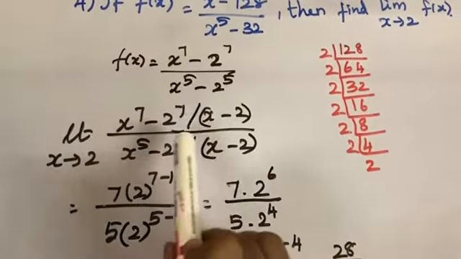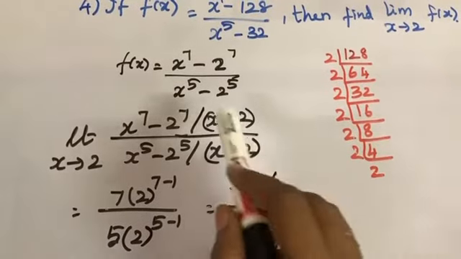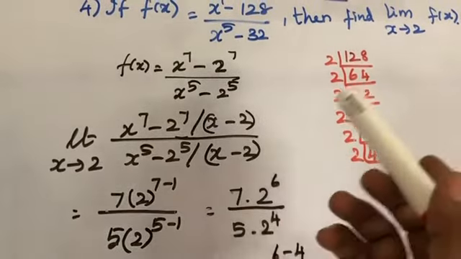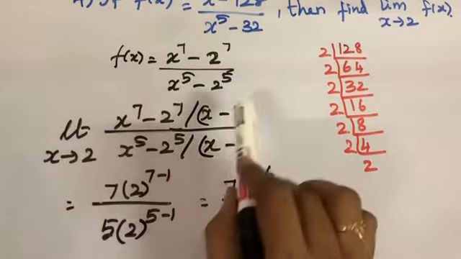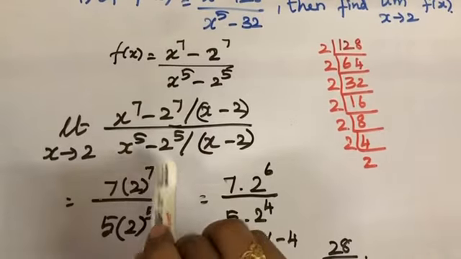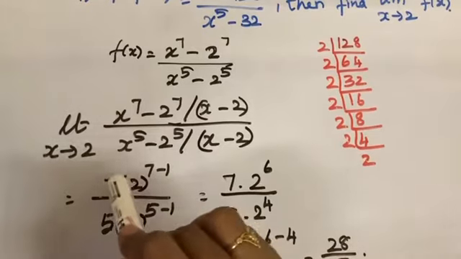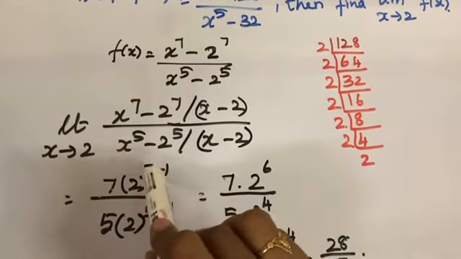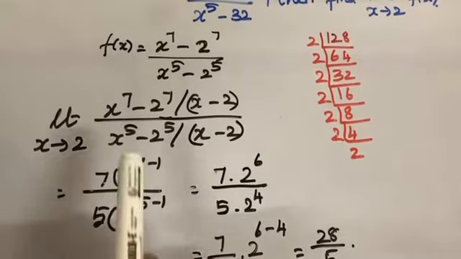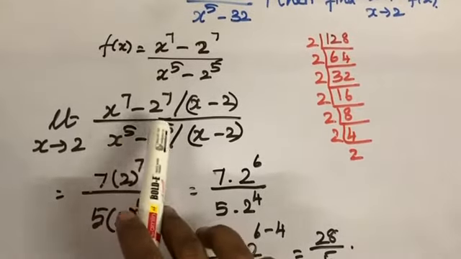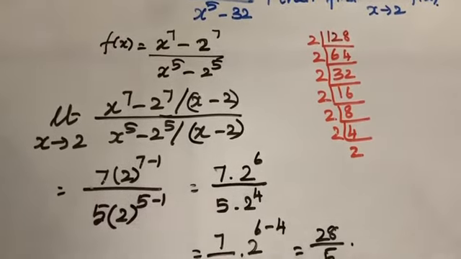So after dividing this, the numerator and denominator are of the form x power n minus a power n divided by x minus a. So here for the numerator, the value is n into a power n minus 1. Here n is 7 and a is 2, so 7 into 2 power 7 minus 1. Similarly for the denominator, that is x power 5 minus 2 power 5, so n is 5 here. So 5 into 2 power 5 minus 1.